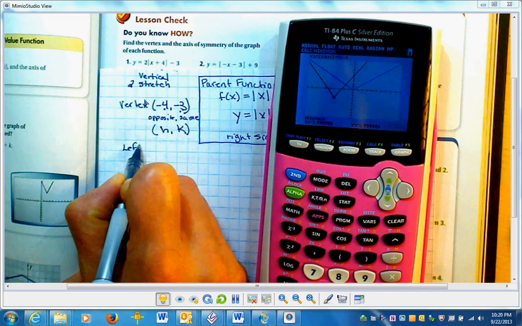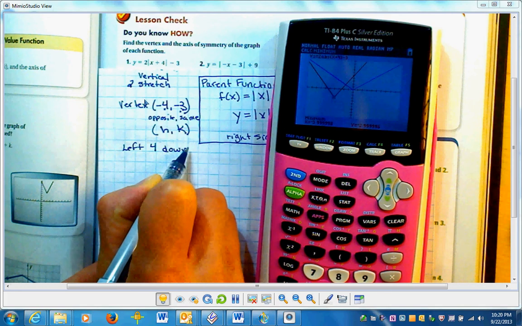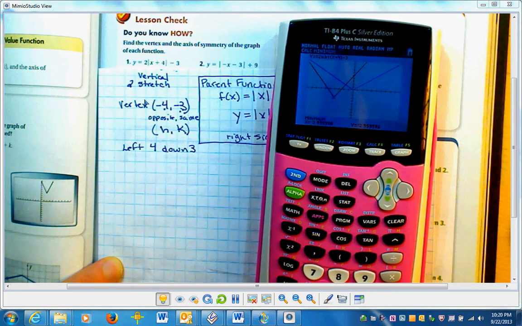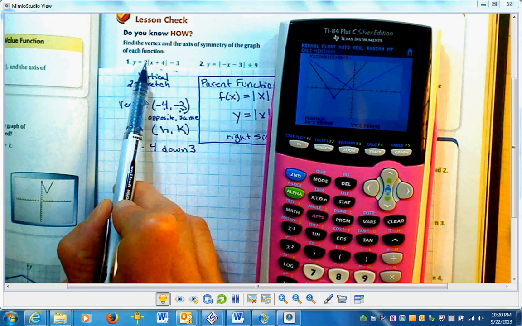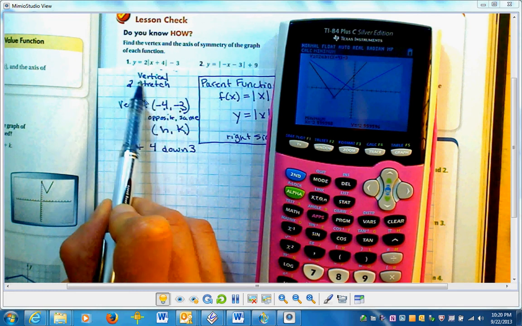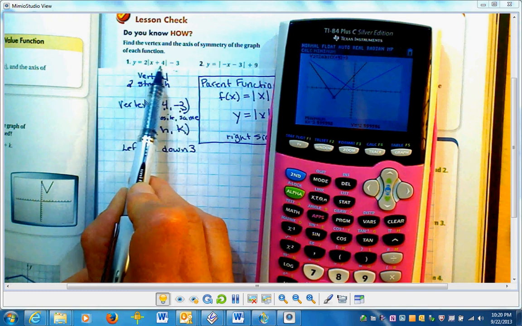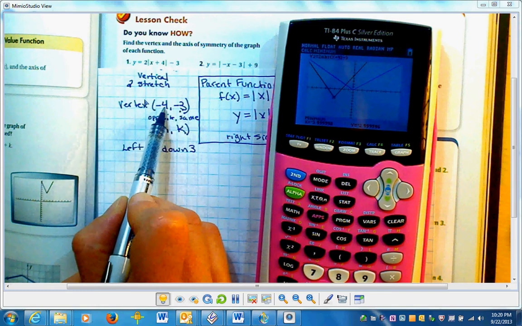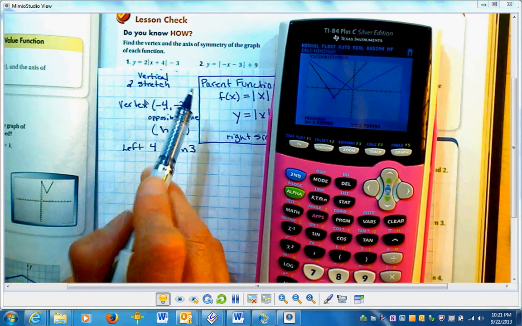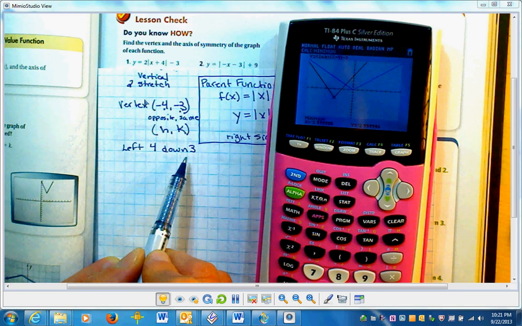So I would say left 4, down 3 from the parent function. So we can see that this 2 in front of the absolute value gave us a vertical stretch. This 4 plus 4 shifted our function to the left 4, and this negative 3 shifted our function down 3. So it went left 4, down 3.